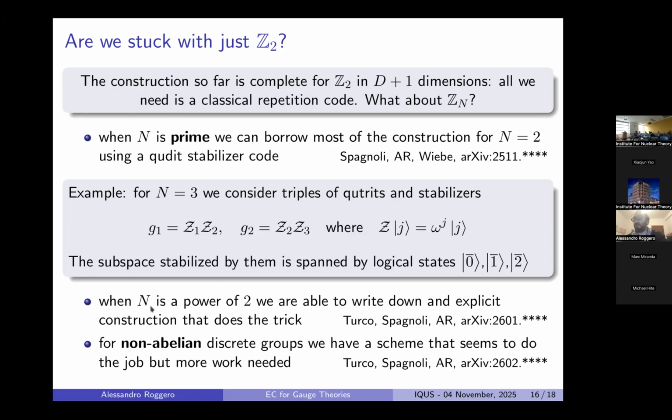So things are moving in a direction where we believe that discrete abelian groups can be taken care of. Some non-abelian discrete groups probably also. But stay tuned in the next few months, we are gonna get more things for you.